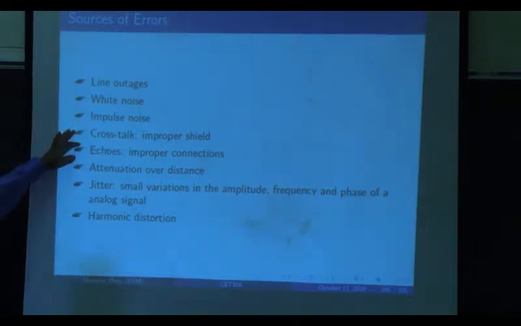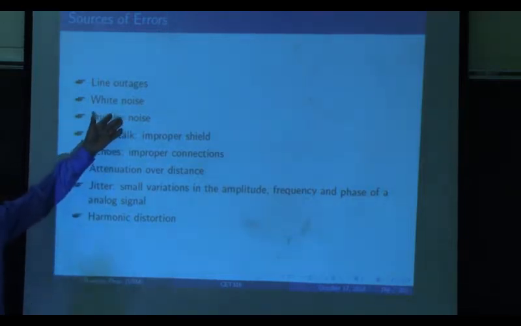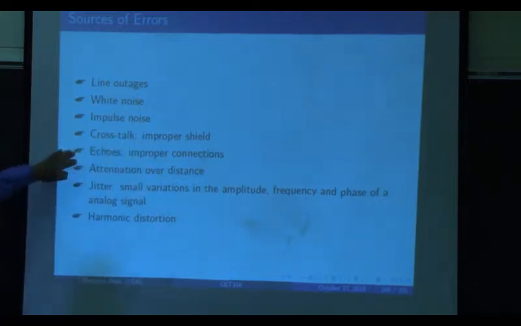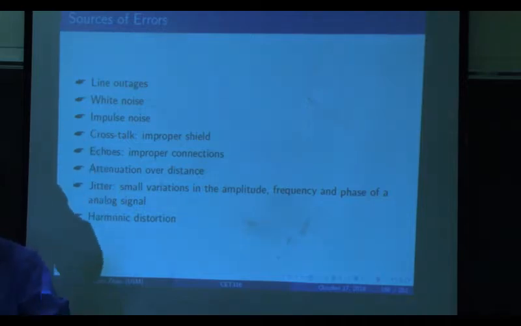For example, if you have a thunderstorm here, then boom, at that time duration you get lots of noise. And crosstalk, because of improper shielding, and echoes. Sometimes you make a call from your computer and you hear yourself. What happened here? Your microphone, probably. Something is wrong. What's the reason you hear the echoes of yourself?